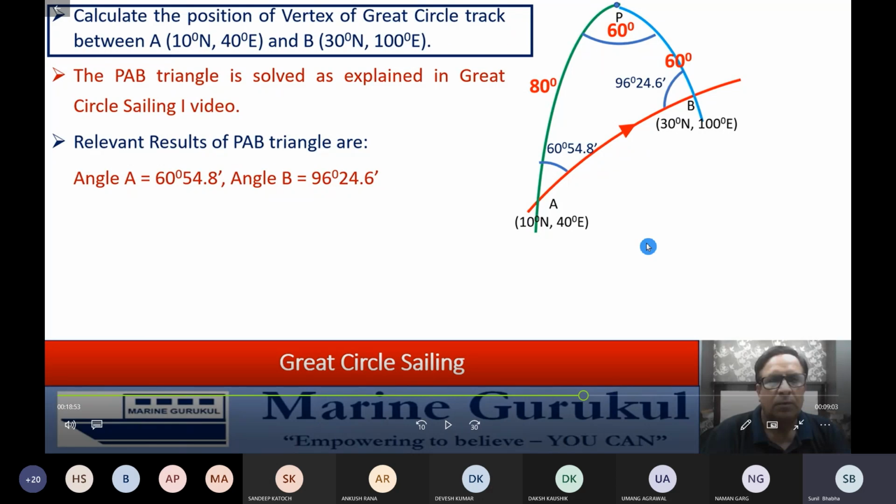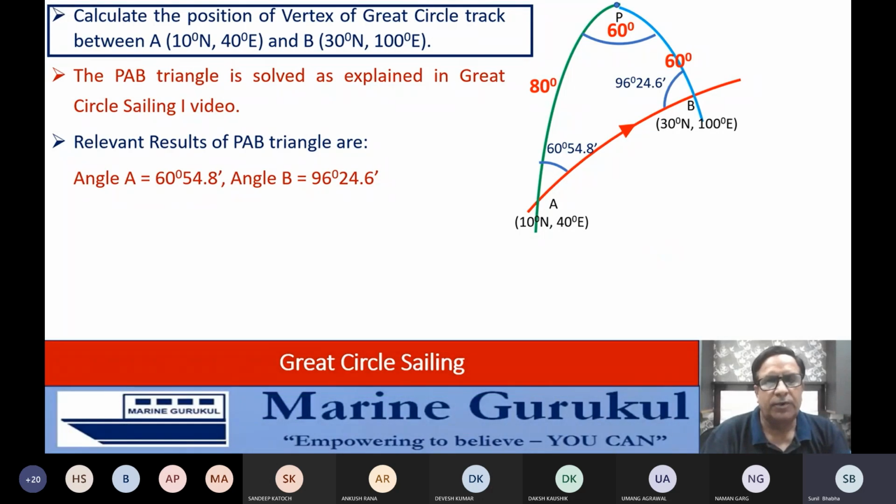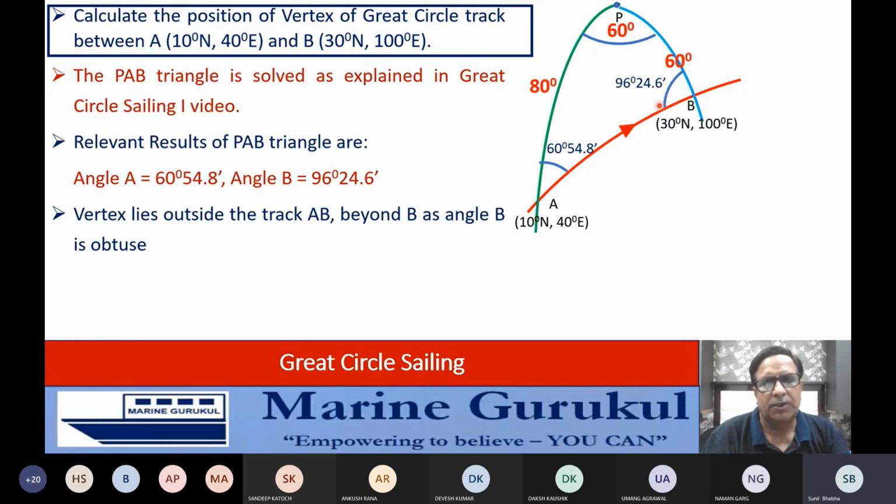The vertex will be outside because one of the angles is obtuse angle, that is angle P, and it will be outside in the direction or on the side of angle P only. So let's see ahead now. We need to figure out as to where does the vertex lie. Now, as one angle is obtuse, the vertex lies outside the track and towards the side of the obtuse angle. So vertex shall lie somewhere on this part of the track. So we can mark a suitable point V denoting the vertex.